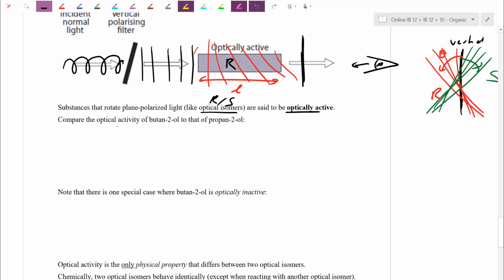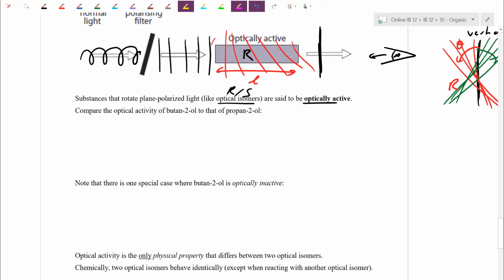Let's compare the optical activity of butan-2-ol to propan-2-ol. The first thing we're going to do is draw them out. Butan-2-ol, but means 4. At position 2, there's an alcohol group. At position 4, there's an OH group. The rest of these are assumed to be hydrogens. Propan-2-ol here has carbon, carbon, carbon. At position 2, there's an OH group. One of these is going to be optically active, one of them is not.